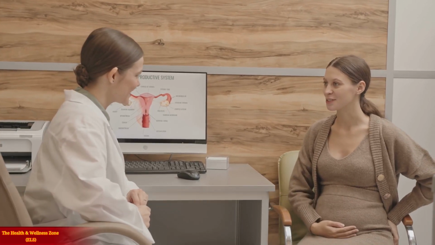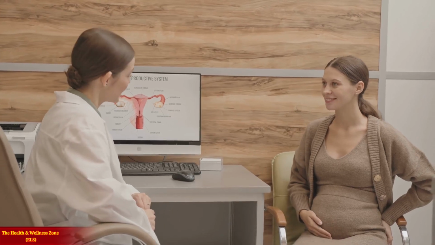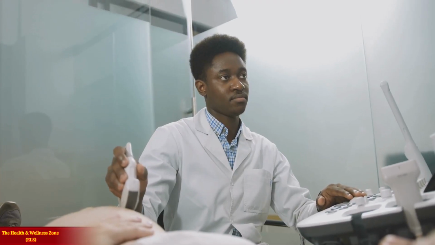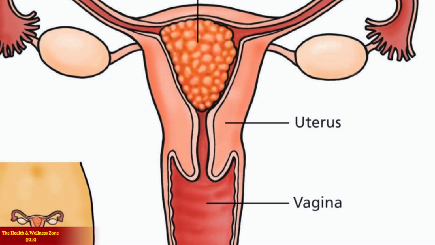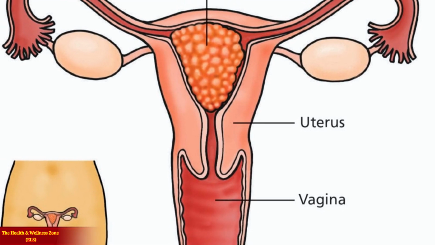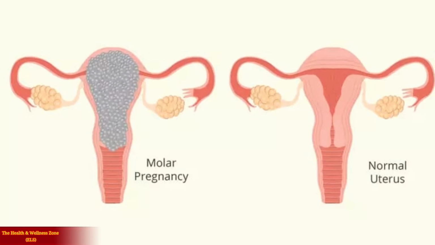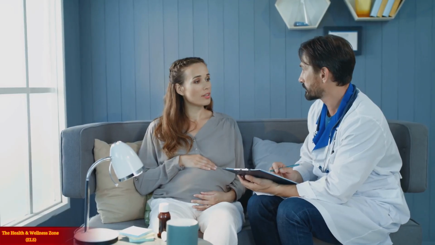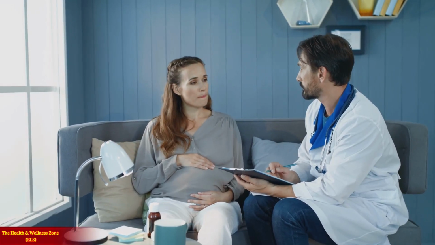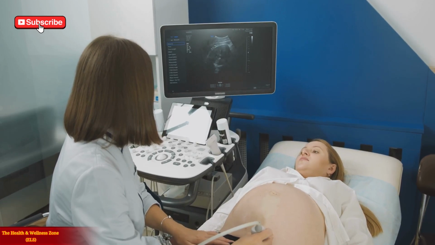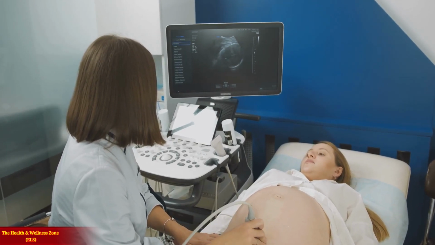A molar pregnancy is a rare complication that can happen during pregnancy. It's not a normal pregnancy. Instead of a healthy baby developing, an abnormal growth forms in the uterus. This growth is called a mole. Molar pregnancies are uncommon, but it's important to be aware of them. They can cause a range of symptoms and require specialized medical care.